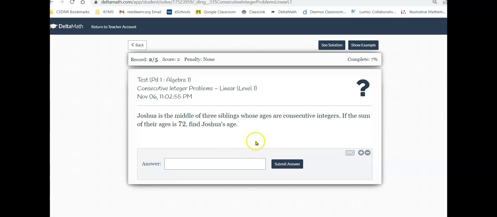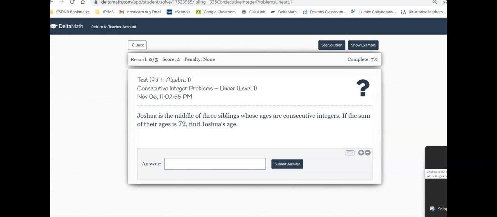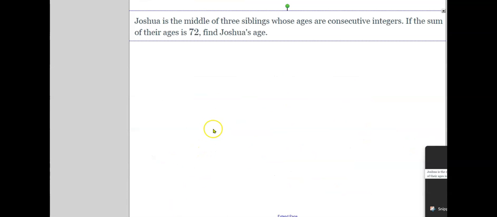Josh is the middle of 3 siblings whose ages are consecutive integers. If the sum of their ages is 72, find Joshua's age. So Josh is the middle of 3 siblings. So I'm going to screenshot this question here, and we'll paste it in. Let's take a look.